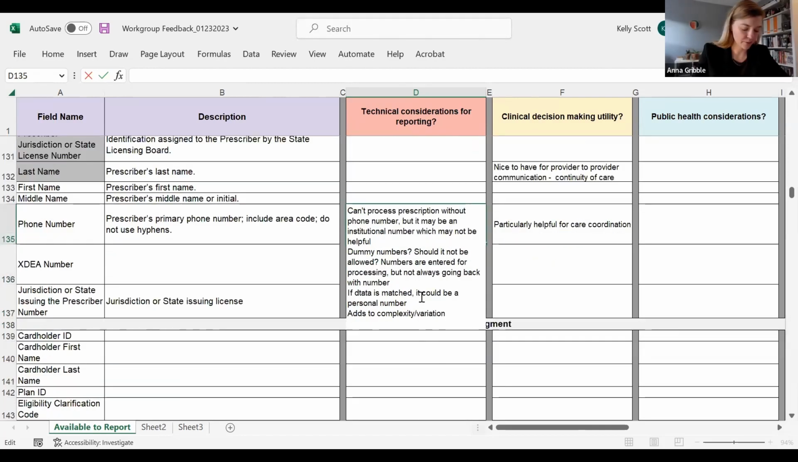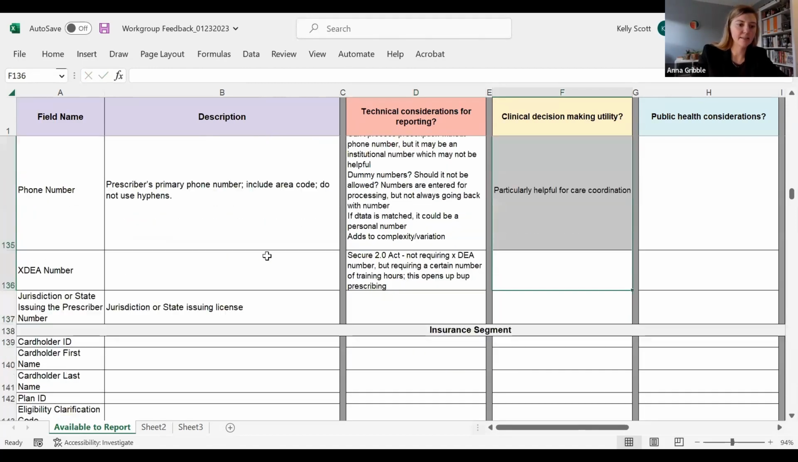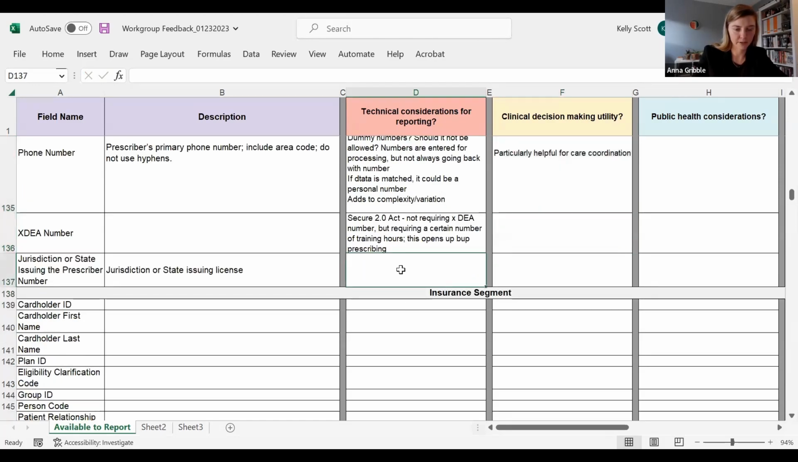And I believe the last variable in this prescriber section is one from ASAP, and it's the jurisdiction or state issuing the prescriber license number, or where the prescriber is licensed. Is this information that is readily available on prescriptions? Is this something that pharmacies would know? In addition, would it be helpful for clinical decision making?